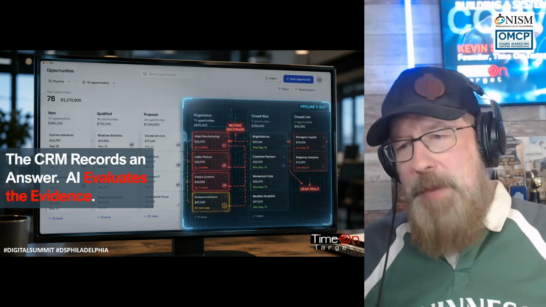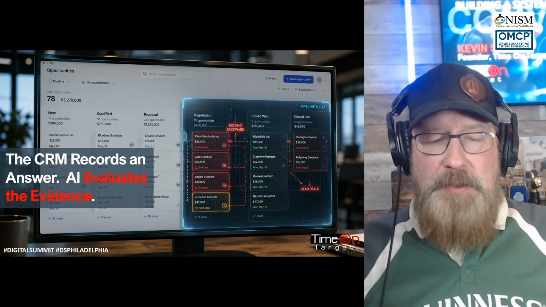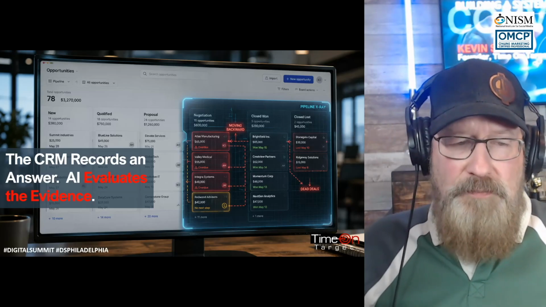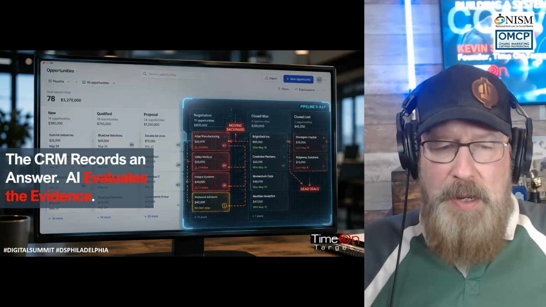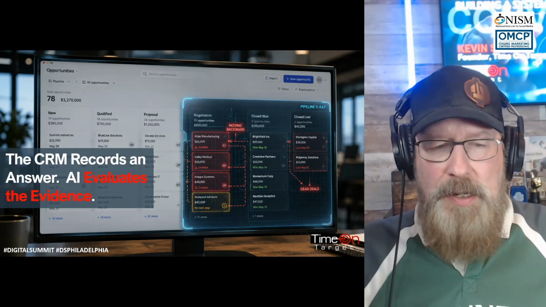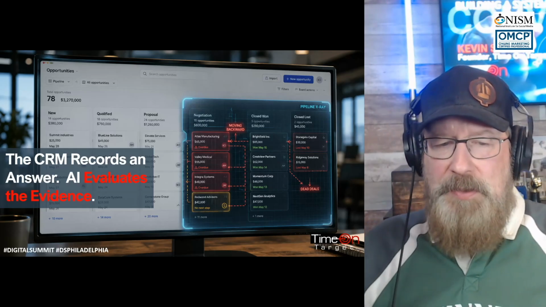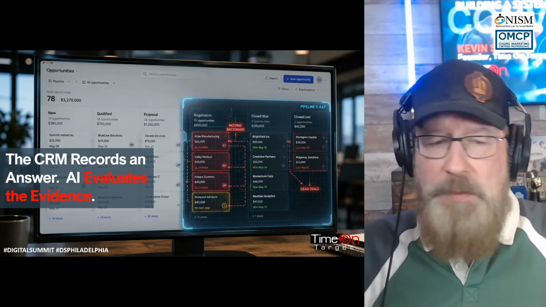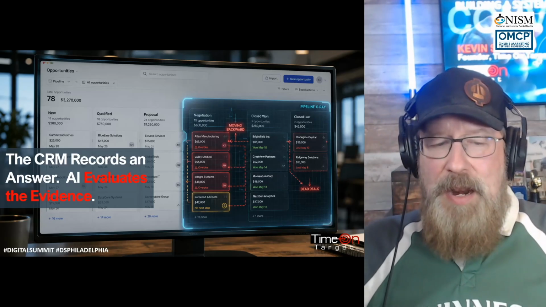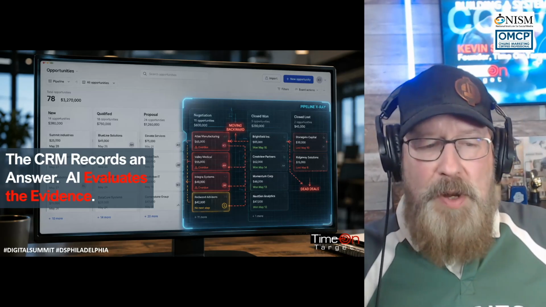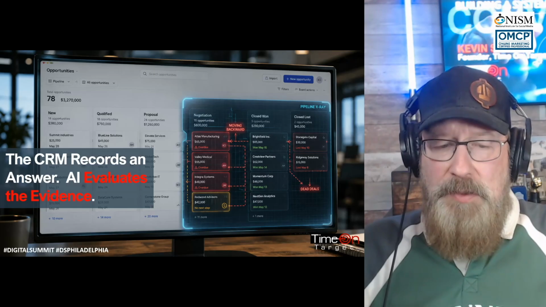So the CRM might say proposal, but the evidence AI looks at says they haven't done proper discovery, there's no economic buyer, they haven't agreed on a next meeting, and pricing was sent 16 days ago and there's been no engagement since. So the CRM can tell you what someone entered. AI can evaluate and help tell what that evidence actually means.